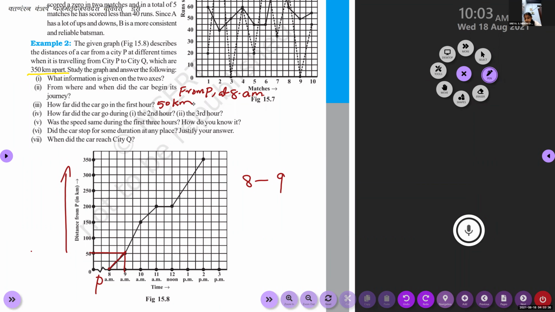Shreya, fourth question. How far did the car go during the second hour? Second hour means 9 to 10, from 9 a.m. to 10 a.m. How far did it travel? Shreya, how far did it travel? Ma'am, 150. That is this distance. How much is this distance from 9 a.m. to 10 a.m.? Look at the figure. Can you see the figure? How far did the car travel?